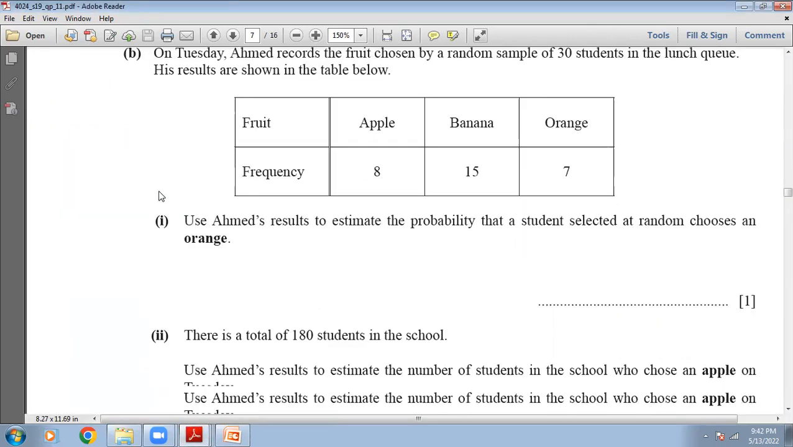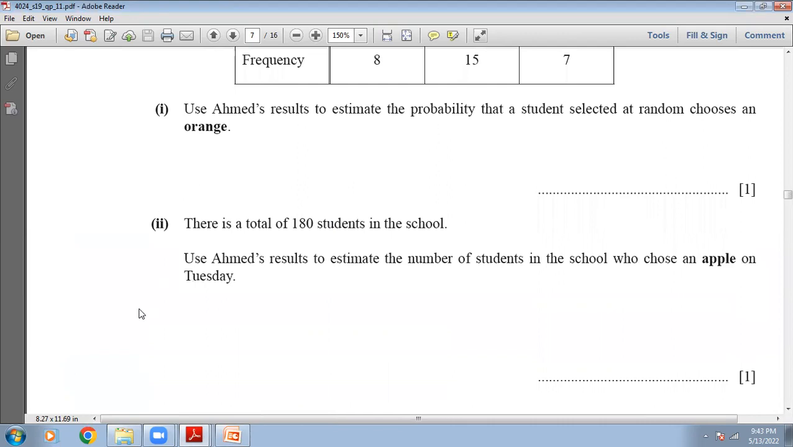Then their question is, there is a total of 180 students in the school. Use Ahmed's results to estimate the number of students in the school who choose an apple on Tuesday.